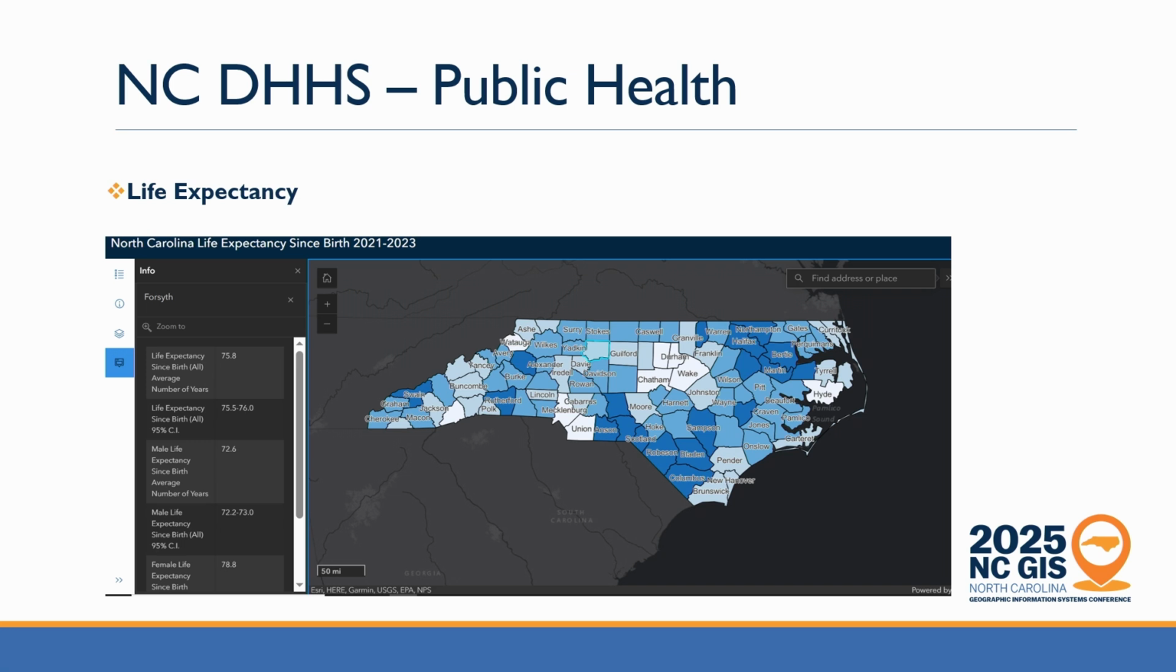Another thing we've done recently is done a series of life expectancies and put that out on our AGOL site. It's relatively new, so looking at life expectancy from birth for the population as a whole, and then for males, for females, and then also different ages are included in the tabular data on it.